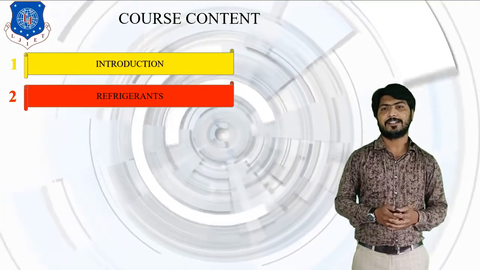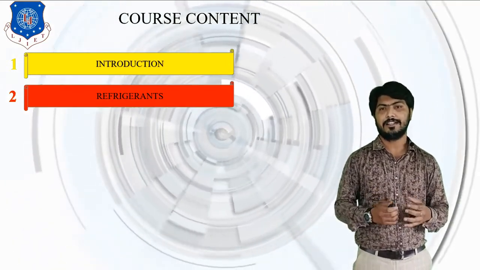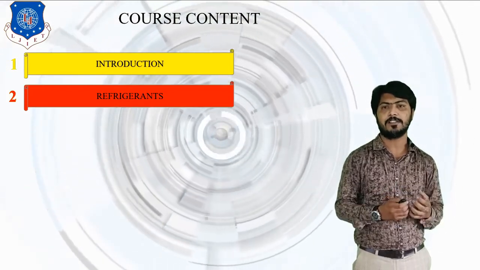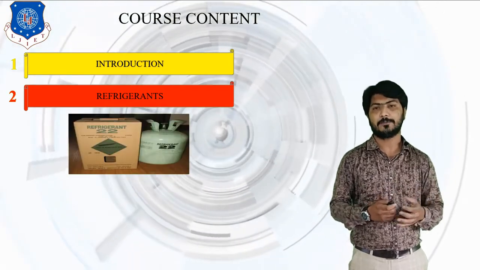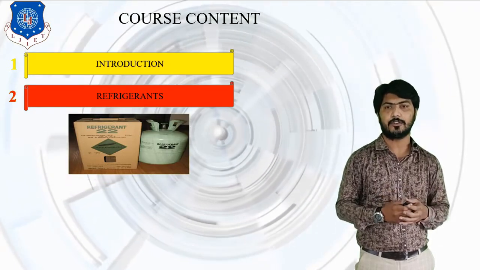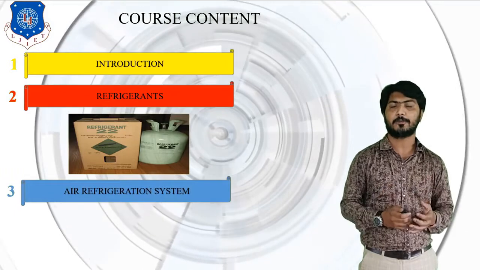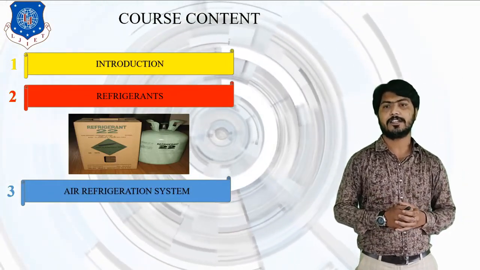The next chapter is refrigerant. Refrigerant is one type of fluid which extracts heat from the substance to obtain the required temperature. There are different types of refrigerant, for example R12, R13, R24, and in this chapter we discuss the desirable properties of refrigerant.